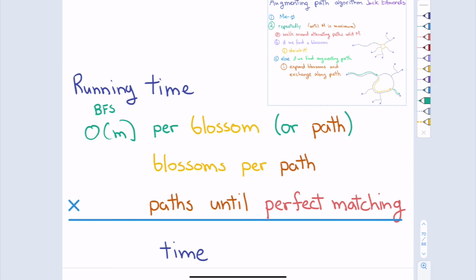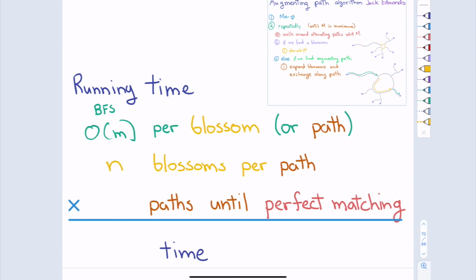What's the biggest number of blossoms I can run into? Find a blossom, contract, find a blossom, contract, find a blossom, contract. Eventually there's going to be no vertices left if I keep contracting, right? Each time I'm taking at least 3 vertices and shrinking them into 1. So that means I can only contract at most n or so blossoms before there are so few vertices we must have run out, and either found a path, or if we didn't, then we have a maximum matching.